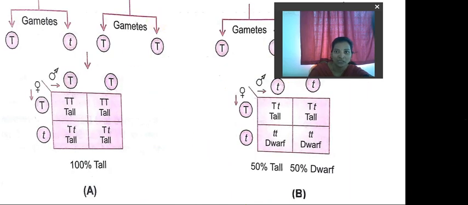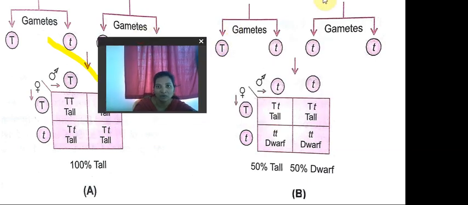Next, see students, here we have the F1 hybrid, that is dominant, capital T, small t, and capital T, capital T. These are the characteristics chosen. Gametes are present here, capital T, small t, like this. When you are crossing tall and tall, all are present. Next, when you are crossing with the recessive, have a look at this, students. The recessive trait, small t, is there. Have a look at this tall and dwarf: 50% are tall and 50% are dwarf. Dwarf means small plants, we can also call it.